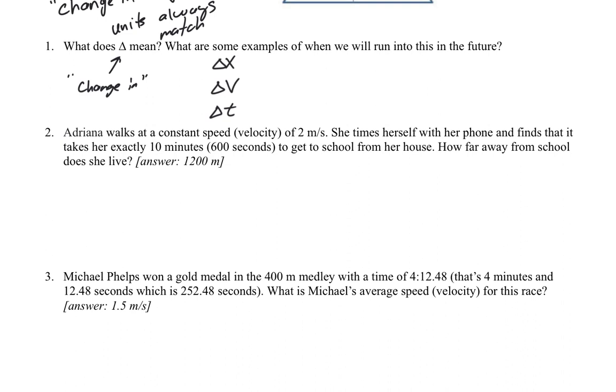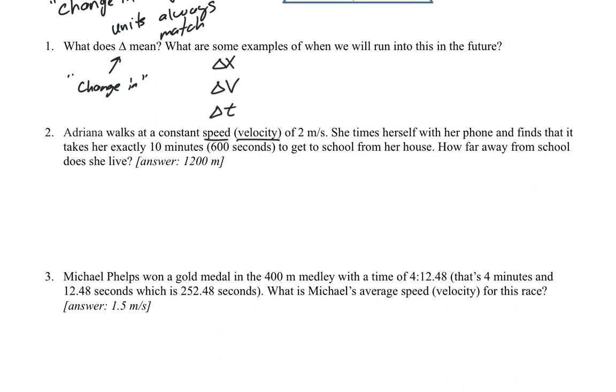So let's see how we're going to use this equation. Adriana walks at a constant speed, and speed is basically the same as velocity. We haven't talked a lot about that, but speed and velocity are interchangeable for now. They're a little bit different. Velocity has a direction, but we don't have to worry about that right yet.